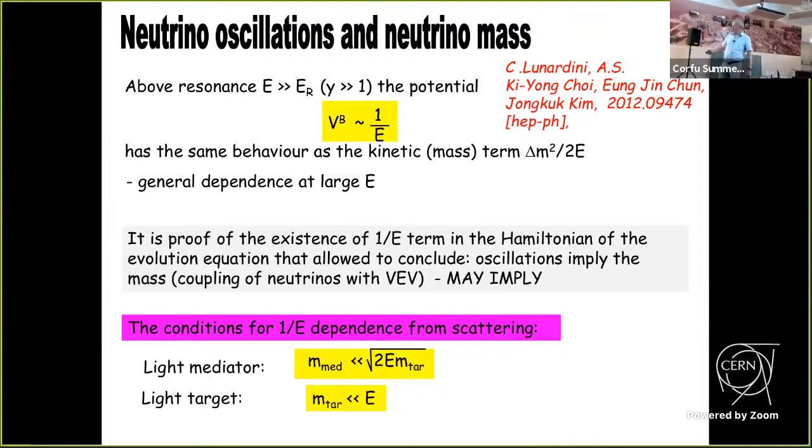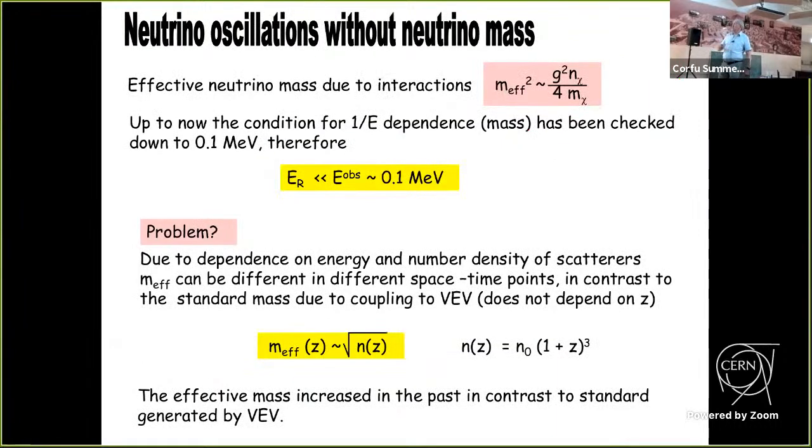So these are some conditions to have this 1/E dependence. But now let me say the following. The effective mass due to interaction is given by this expression: g squared, the number density of the particles of the background, over 4 times the mass of the background particle.